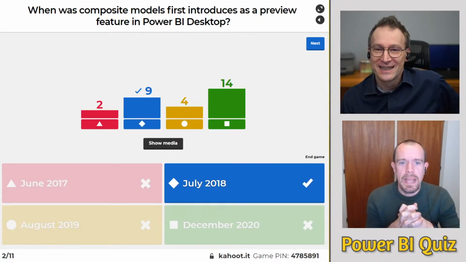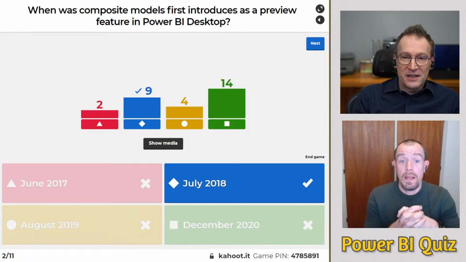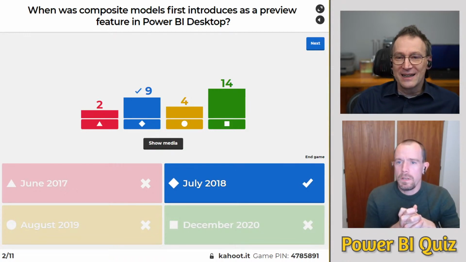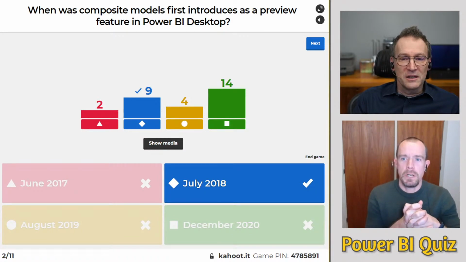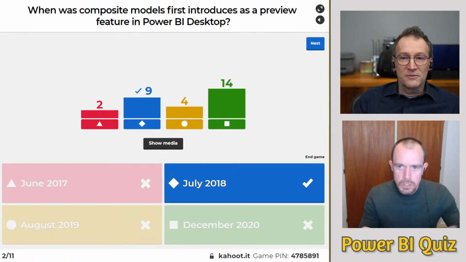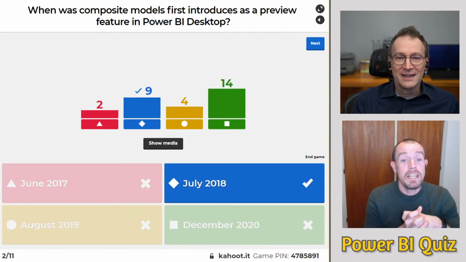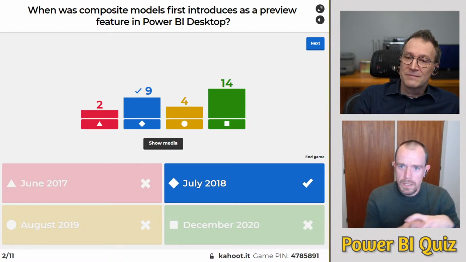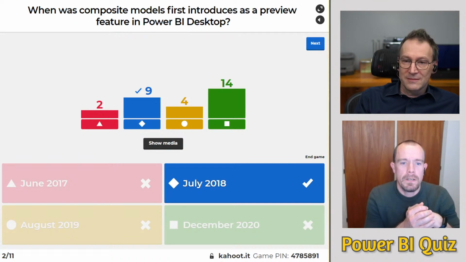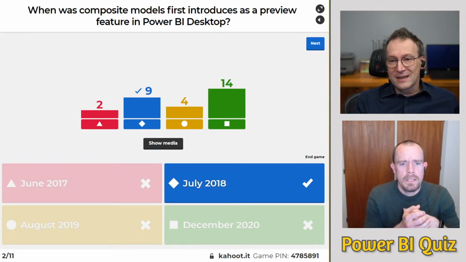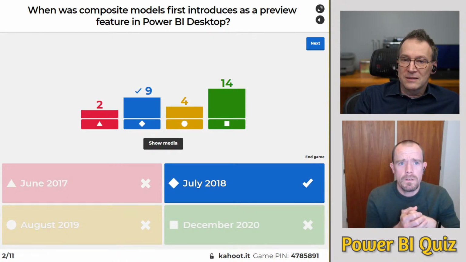That means they are not Googling, they are really answering out of their head. And sometimes we end the quiz with only a couple of points between number 1 and 2. But it was a tricky question. A lot of you answered December 2020, and that was composite models version 2 over Analysis Services and DirectQuery. Initially, composite models over SQL, as you call it, Alberto, was introduced in July 2018.